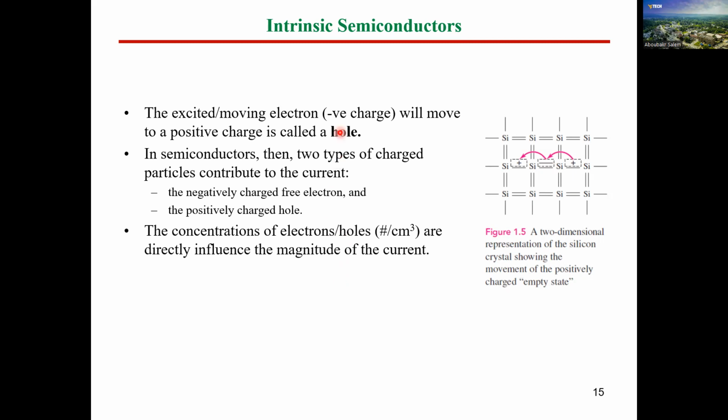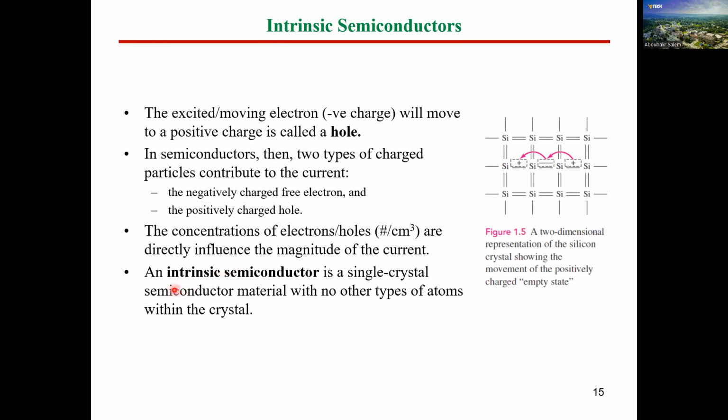Until now we didn't discuss what the meaning of intrinsic is, so now this is the time to discuss it. An intrinsic semiconductor is a single crystal. Single crystal means it has one type of atoms, one type means one element. So all the crystal has silicon atoms. Since it's one material, we call it intrinsic semiconductor. So an intrinsic semiconductor is a single crystal semiconductor material with no other types of atoms within the crystal.